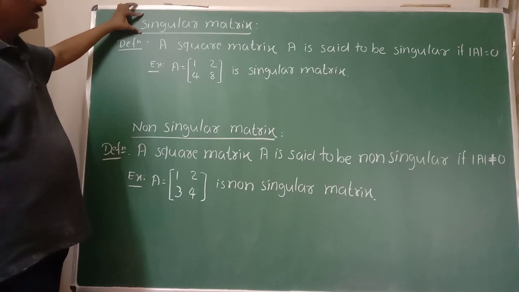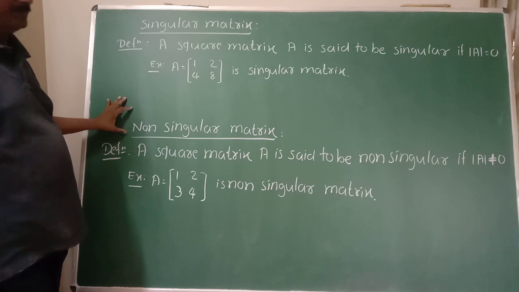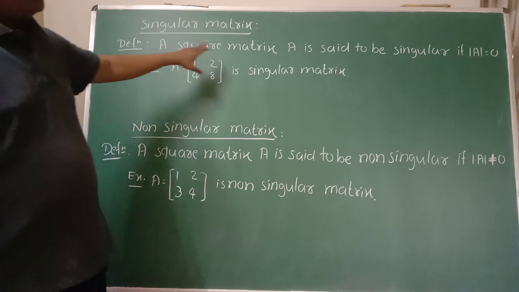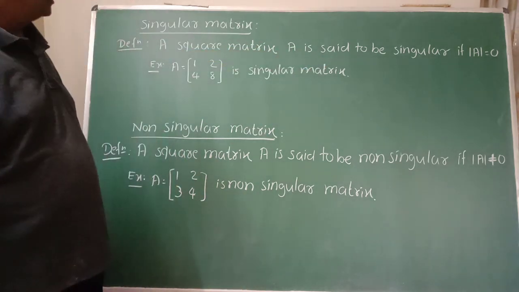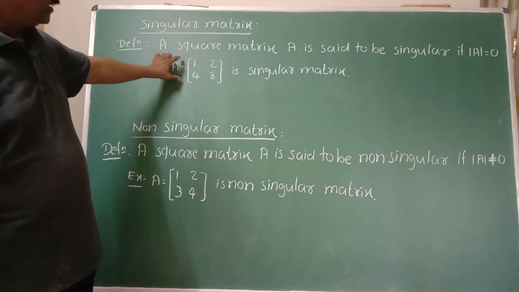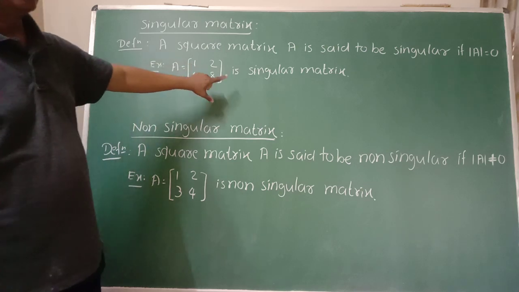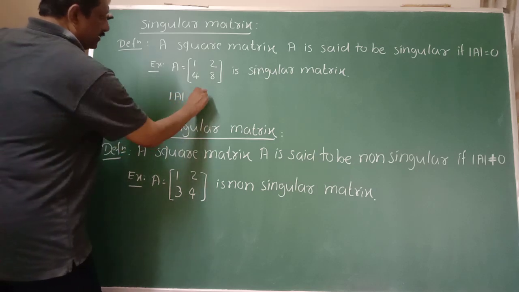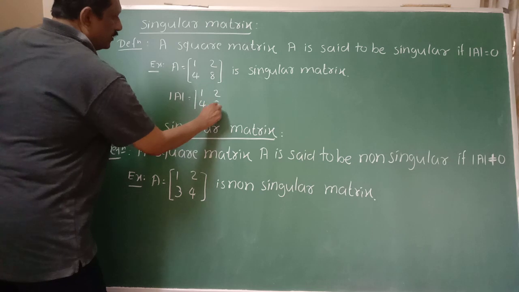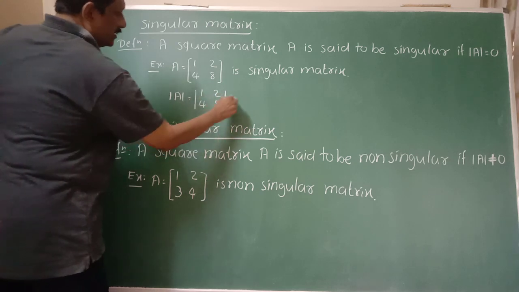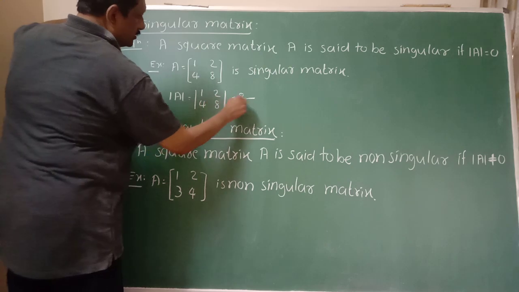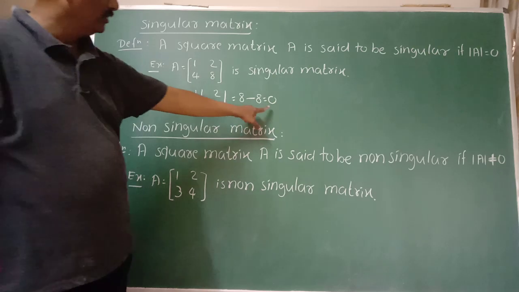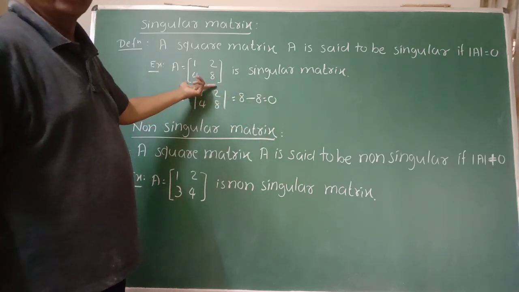Two more definitions are there: singular and non-singular matrices. A square matrix A is said to be singular if the determinant of A is equal to 0. This is one example: A is equal to 1, 2, 4, 8 is a singular matrix, because if you take its determinant, 8 ones are 8, and 4 twos are 8. 8 minus 8 becomes 0. Determinant of A is 0. Hence this is a singular matrix.